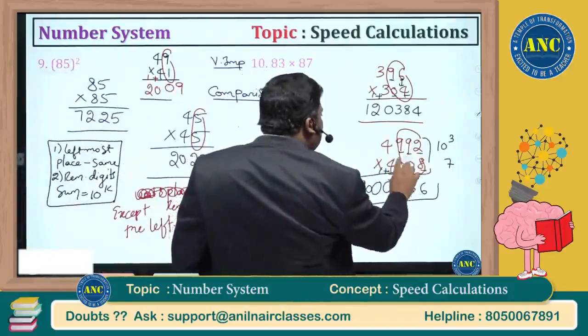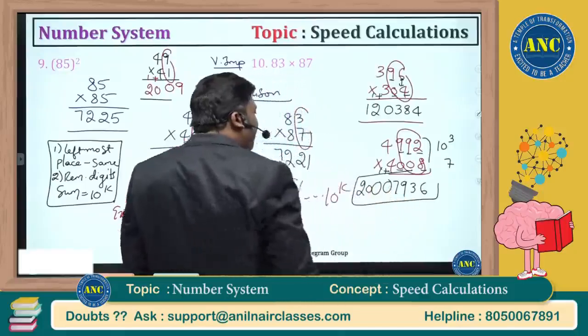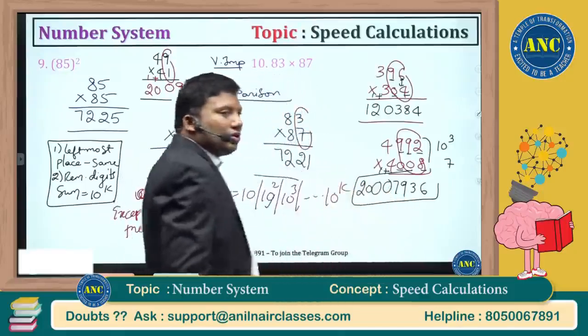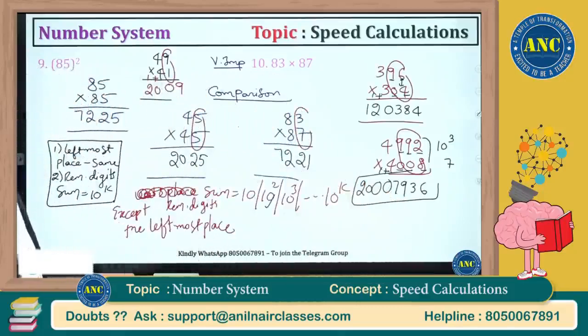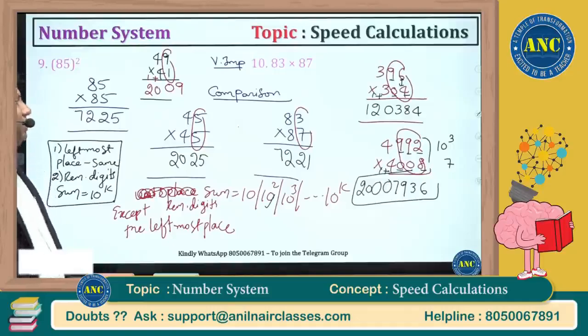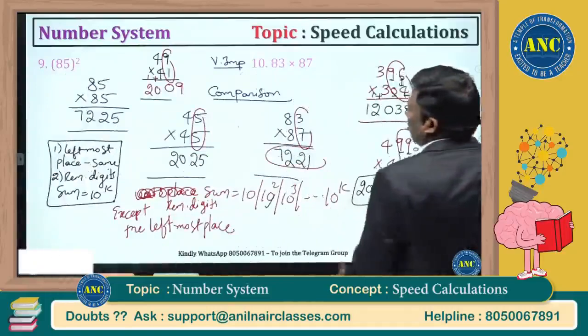1 2 3 4 5 6. 6 digits are needed, 4 digits came. So put two digits in front. So 5 fours are 20. I hope the answer is clear. I hope the idea is clear. So 83 into 87, answer is 7221.